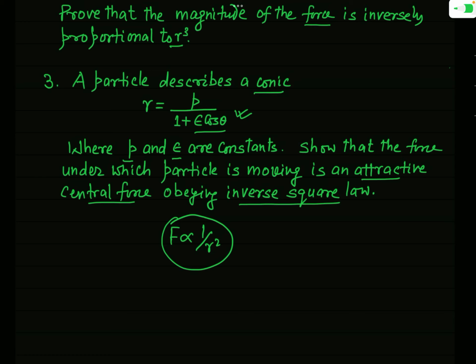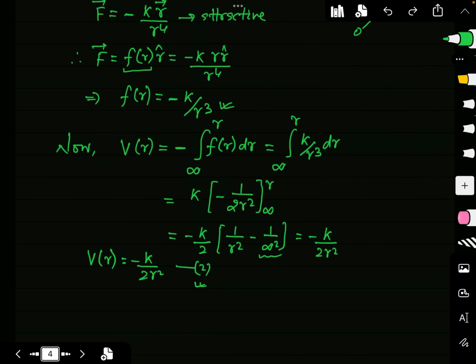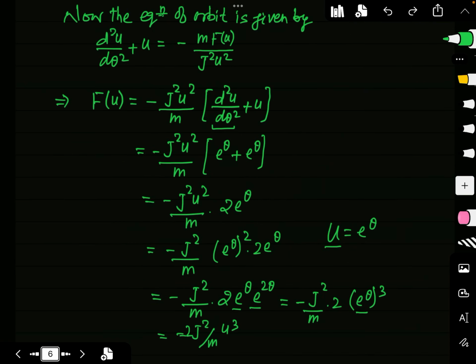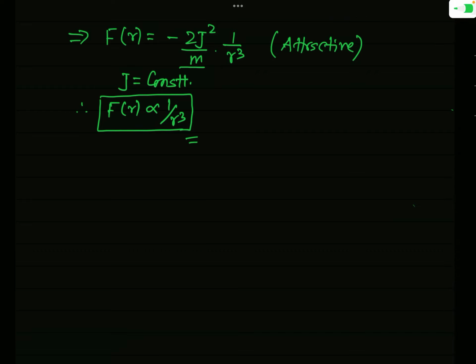Okay. Again, you can see that here r is given, it means u is given, and we have to find the force. So this problem will also be solved in the same manner as you solved the second problem. It means starting with the equation of trajectory, you can easily find the force which is responsible for the motion of that very particle. Okay, so let us see the solution of this third problem.